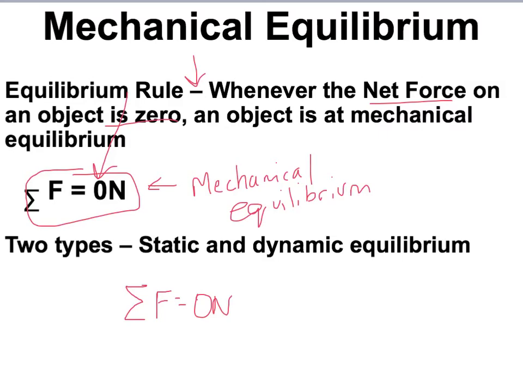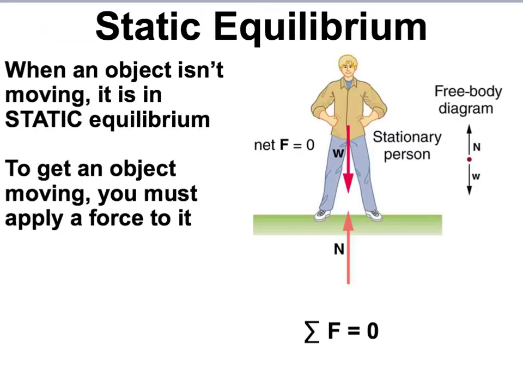There are two types of mechanical equilibrium, static equilibrium and dynamic equilibrium, and we're going to talk about those right now. So in order for an object to be in equilibrium, remember, the sum of all forces on it have to be 0 newtons. Now for an object to be in static equilibrium, that means that the object isn't moving. So that's a key.